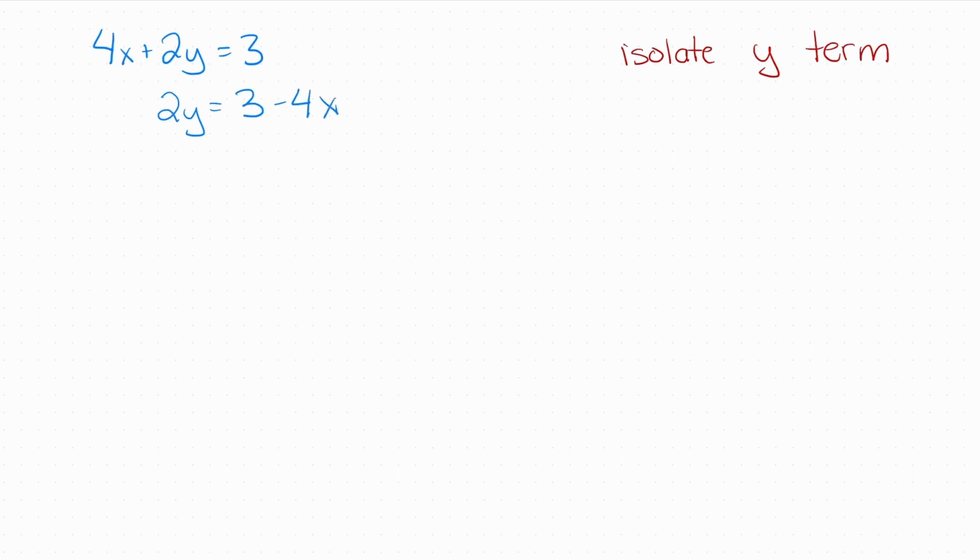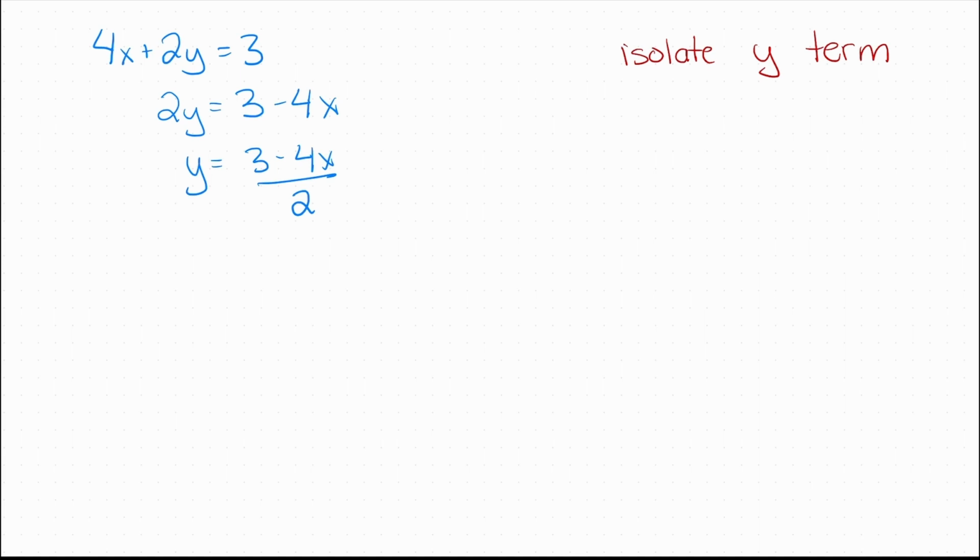So if we have an equation such as 4x plus 2y is equal to 3, how do we express that in function notation? Well, the first thing that we want to do is isolate the y term. To do that, we minus 4x from both sides. So then we get 2y is equal to 3 minus 4x. And then to get y by itself, we need to divide both sides by 2. So then you get y is equal to (3 minus 4x) divided by 2.